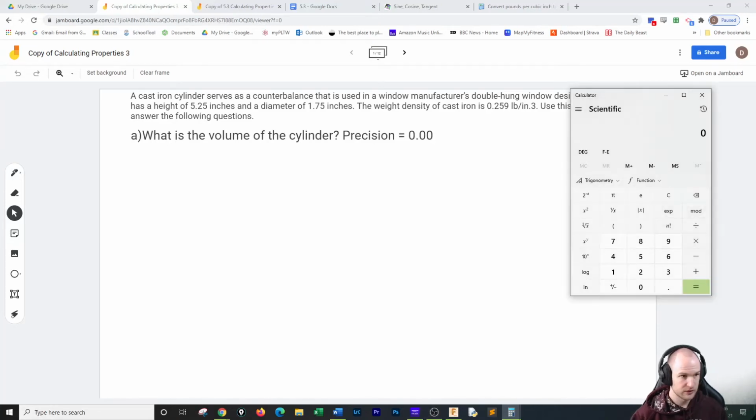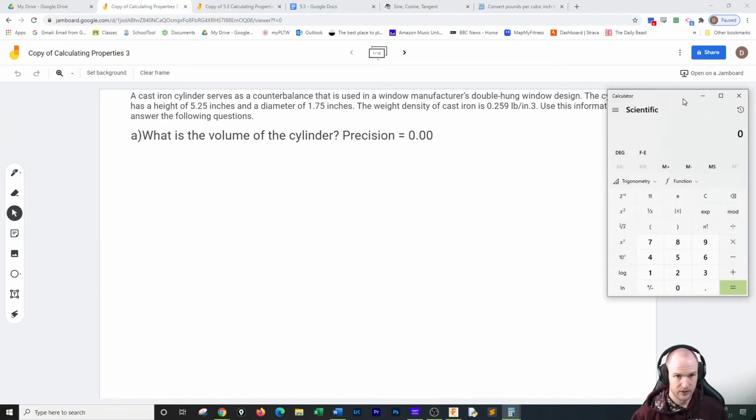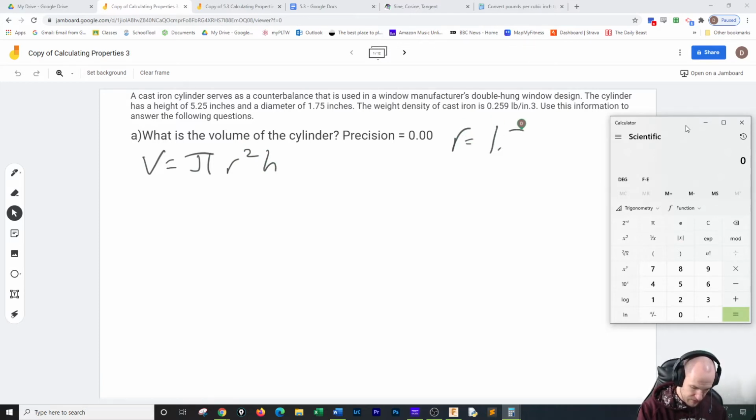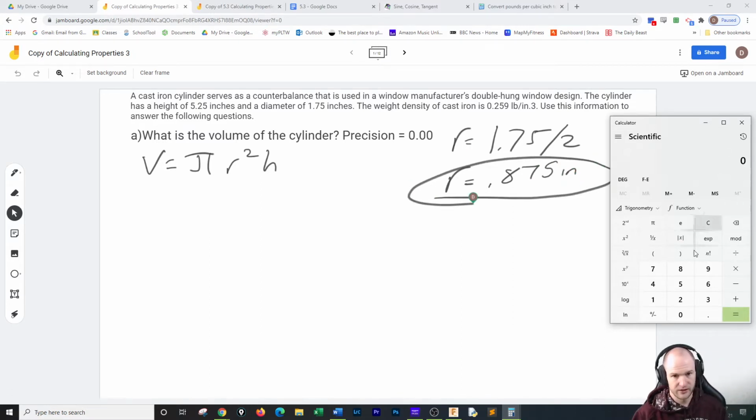All right, so we're gonna start working on this volume here for the first question. So it asks, what is the volume of the cylinder? Let's write down the volume equation for a cylinder, which is volume equals pi, radius squared, height. And the radius for this is the diameter divided by 2, and the radius is going to equal 0.875 inches.